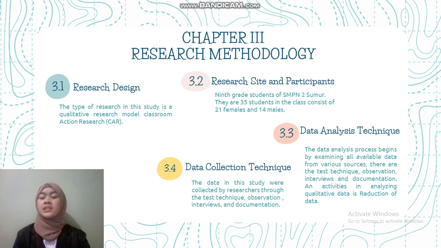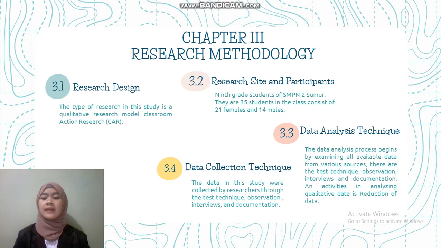Next is research site and participants. The population of this research is the 9th grade students of junior high school to Sumur. There are 35 students in the class, consisting of 21 females and 14 males.